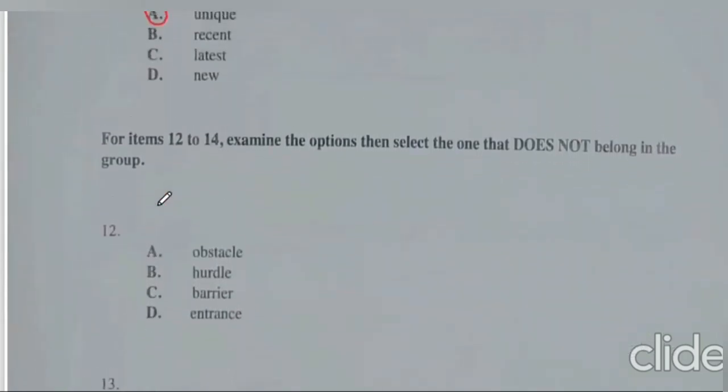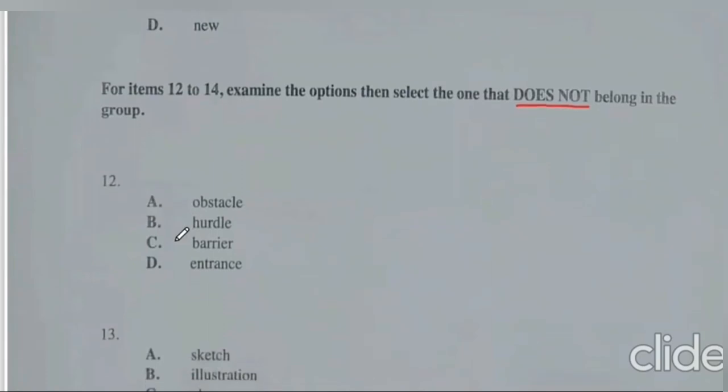For items 12 to 14, examine the options then select the one that does not belong in the group. Does not. That's the operative word. That's the word we're going to focus on mainly. So at number 12, we have obstacle, hurdle, barrier, entrance. Now, obstacle, hurdle, and barrier, those are synonyms, but entrance isn't a synonym for those. So the one that does not belong would be entrance.